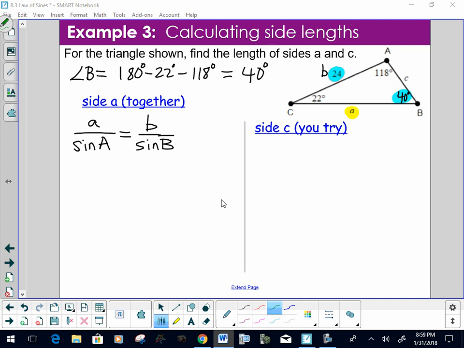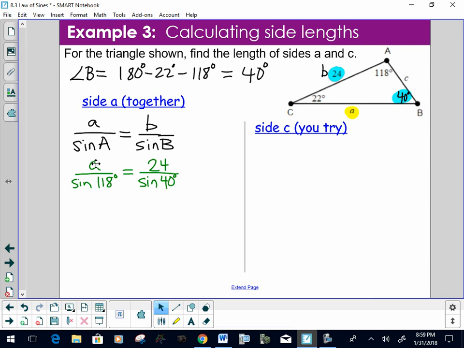So I fill in the information I know. I'm trying to find side A, but I know angle A is 118 degrees. I know side B is 24, and I know angle B is 40. So here's my equation.